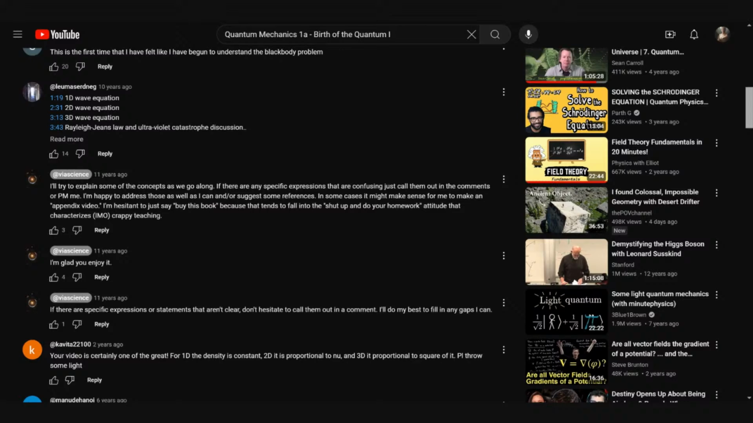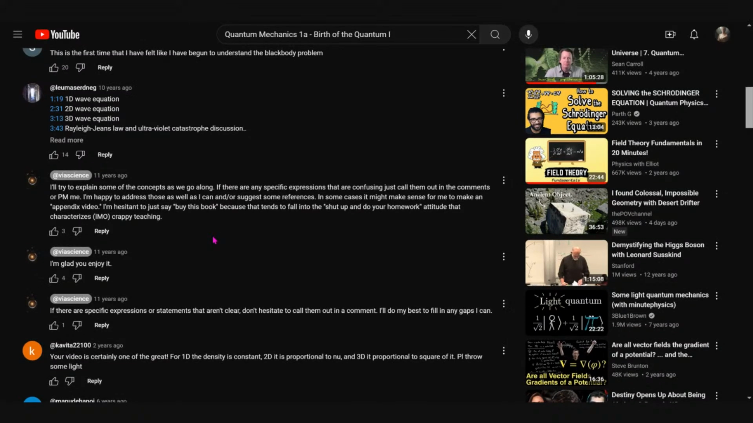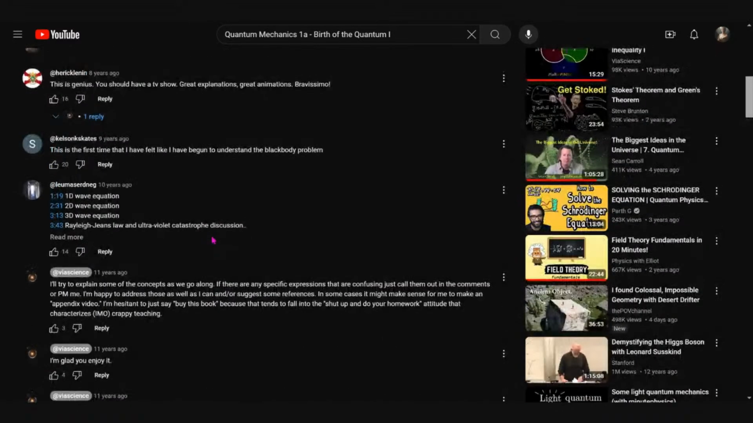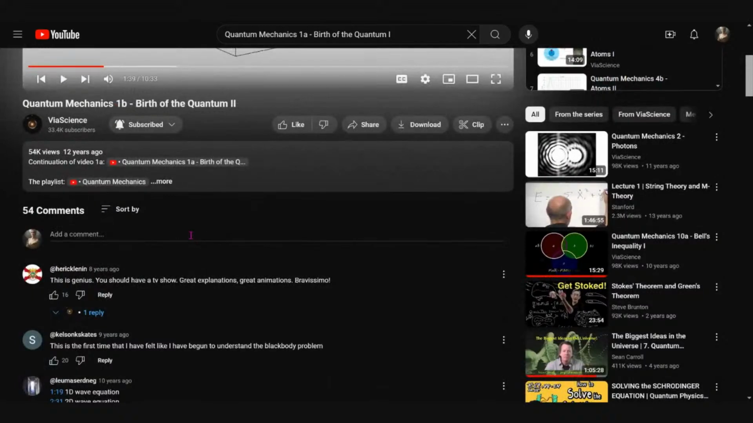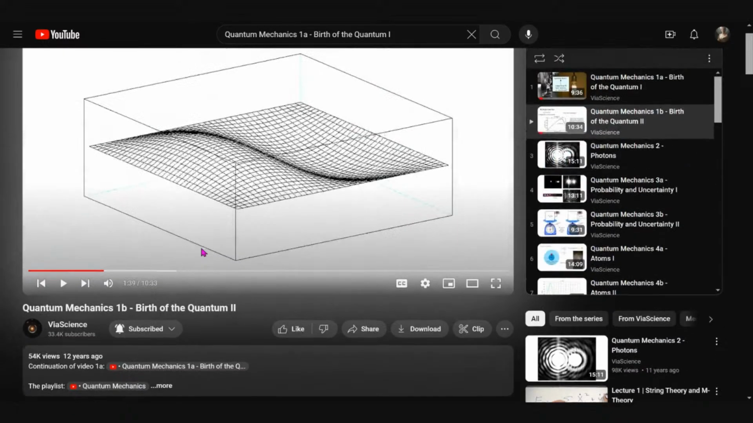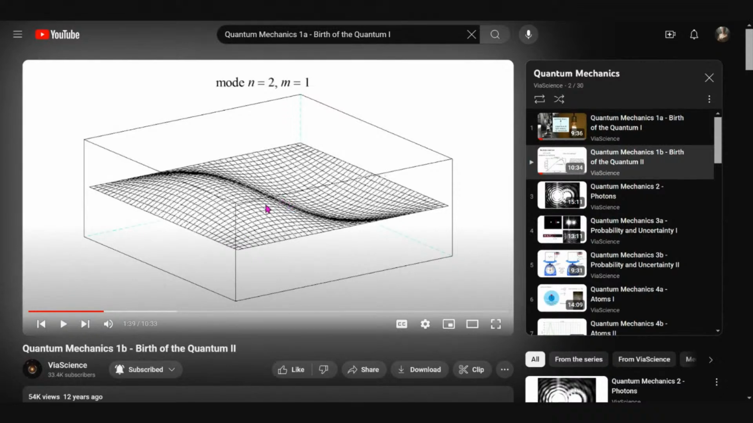I don't know if I'll be able to understand this. This is from 12 years ago, and nothing has been clarified in the comment sections. I don't know what to do. I don't know what he means by mode, by N and by M. I just don't know what N and M are.